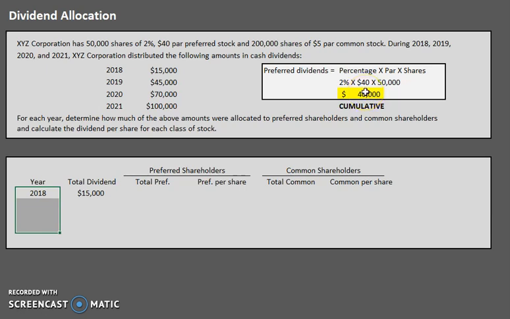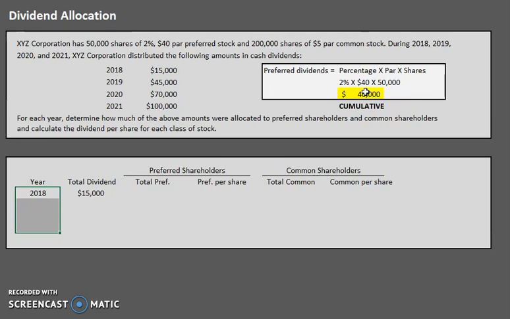Now, one cool way that we can think of this is almost like an allowance for two siblings. So we have the preferred sibling and we have the common sibling. The preferred sibling is entitled to a $40,000 allowance every year. So in this case, no matter what, the preferred sibling is supposed to get $40,000.